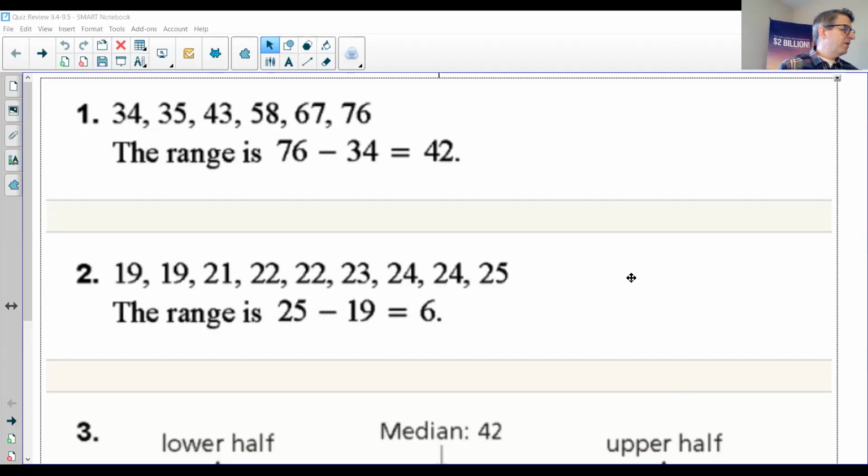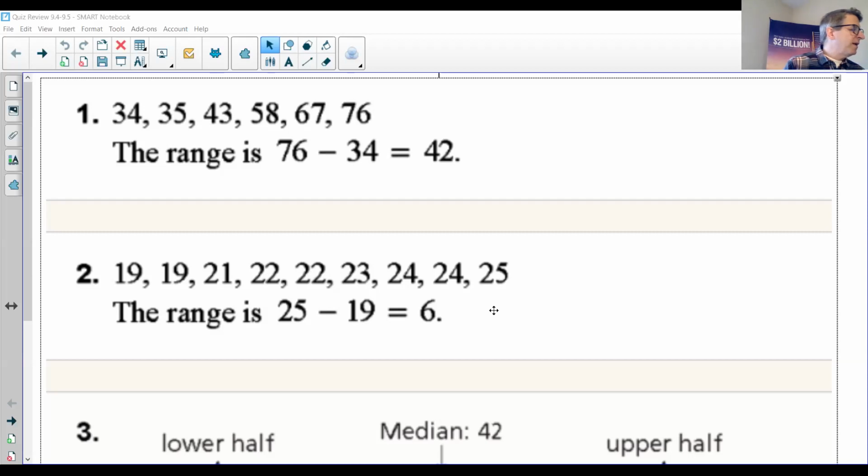So the first question is to find the range of the data for numbers 1 and 2. Here's the data. For number 1, the range would be 76, the highest value, minus 34, so the range would be 42. Number 2, what's the range of 19, 21, 22, 22, 19, 25, 24, 23, and 24? If you rank all those out, like you see here, 19, 19, 21, and so forth up to 25, the range in this case is the highest number, 25, minus the lowest, 19, which is 6.